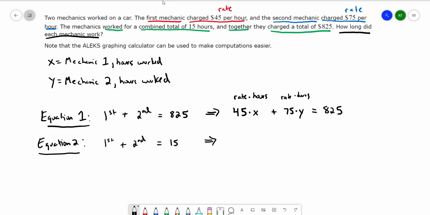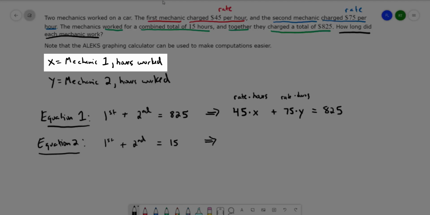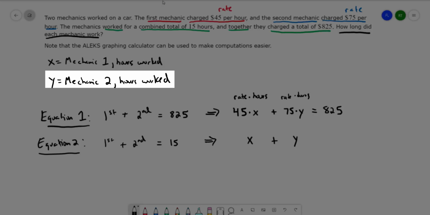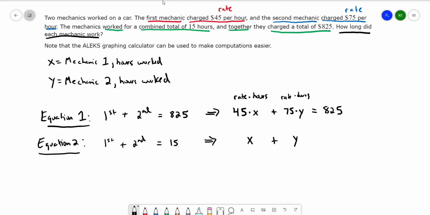Next, equation 2, we're talking about the actual hours that they worked. How many hours combined? We know they worked 15 hours together. For the first mechanic, we don't know the hours worked, so it's represented by X. Plus, same idea for mechanic 2, it's represented by Y. Y is how many hours mechanic 2 worked. When we add those two together, the hours they both worked combined is 15. And there you go. You have your system of equations.